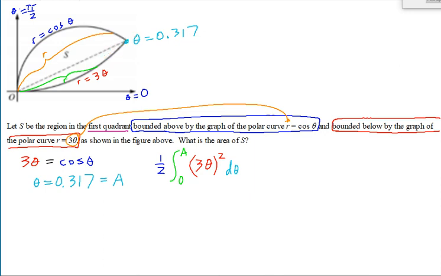And then plus, again, 1/2 out in front. This one is going to start at A and stop, since we're stopping just in the first quadrant, at pi over 2.